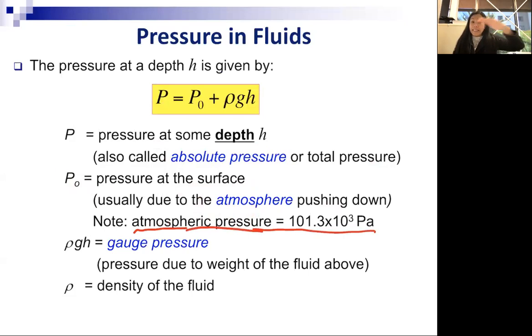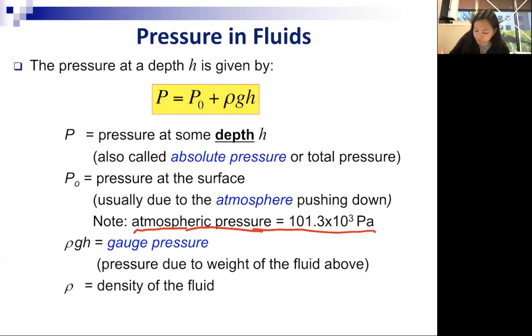At the surface, at sea level, at the surface of the ocean or the water's surface, the atmospheric pressure is 101.3 times 10 to the 3 pascals. So that is P0. You can think of P0 as a constant number equal to this atmospheric pressure. And then you have here the pressure that takes into account how deep you are in the water, and we call this the gauge pressure.